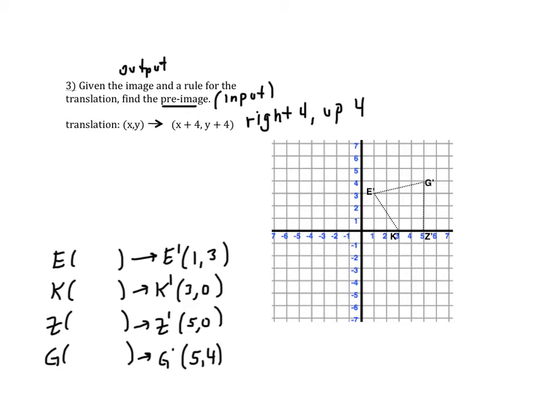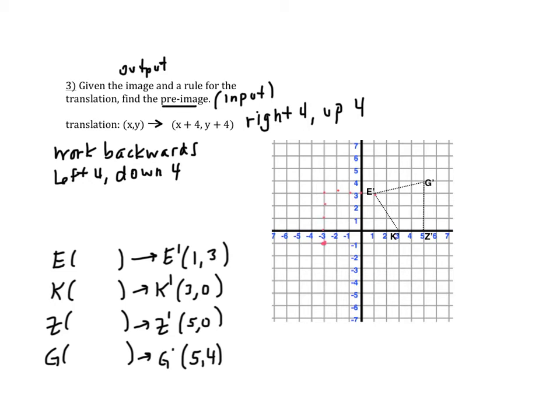So we want to work backwards to undo this. That means we're going to take each of these points and go to the left 4 and down 4. So you're undoing what has been done. So if we start with point E, put your pencil point there, go to the left 4, 1, 2, 3, 4, and then down 4, 1, 2, 3, 4.